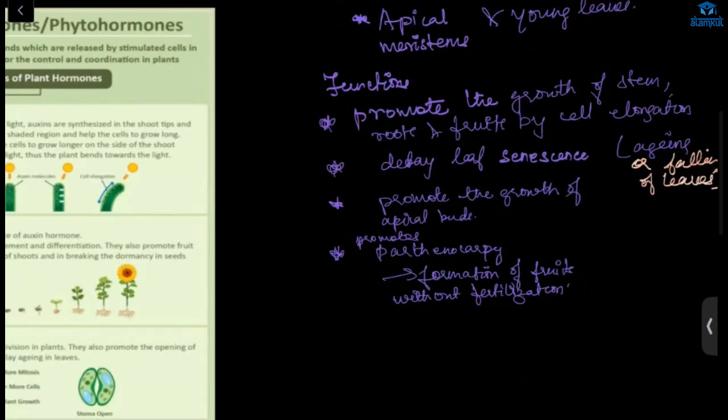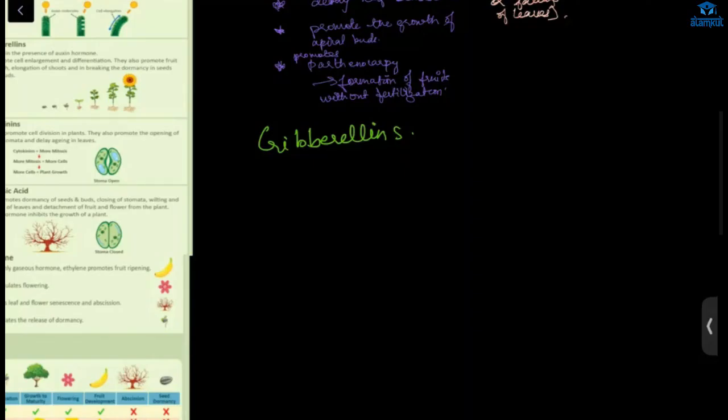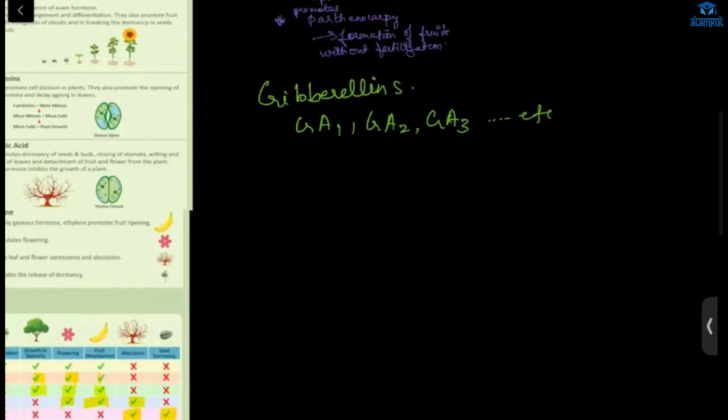Got it? Next is gibberellin. There are different forms of gibberellin, and they are found in different plants, like GA1, GA2, GA3, and so on. The most common one is GA3, that is gibberellic acid. And where are they found? Mostly in the stem parts.